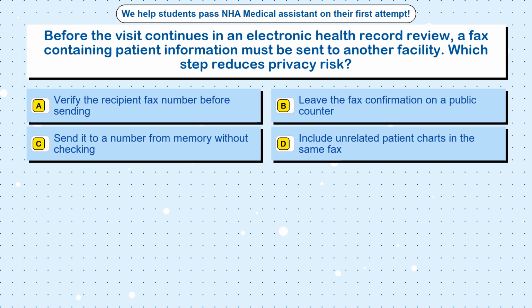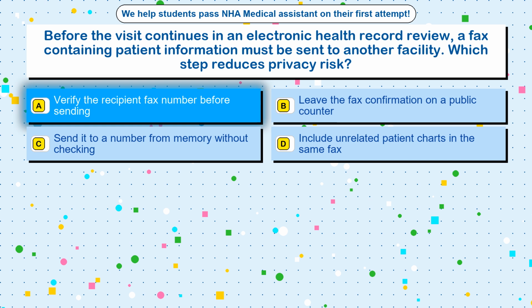Question 14. Before the visit continues in an electronic health record review, a fax containing patient information must be sent to another facility. Which step reduces privacy risk? Option A. Verify the recipient fax number before sending. Option B. Leave the fax confirmation on a public counter. Option C, send it to a number from memory without checking. Option D, include unrelated patient charts in the same fax.